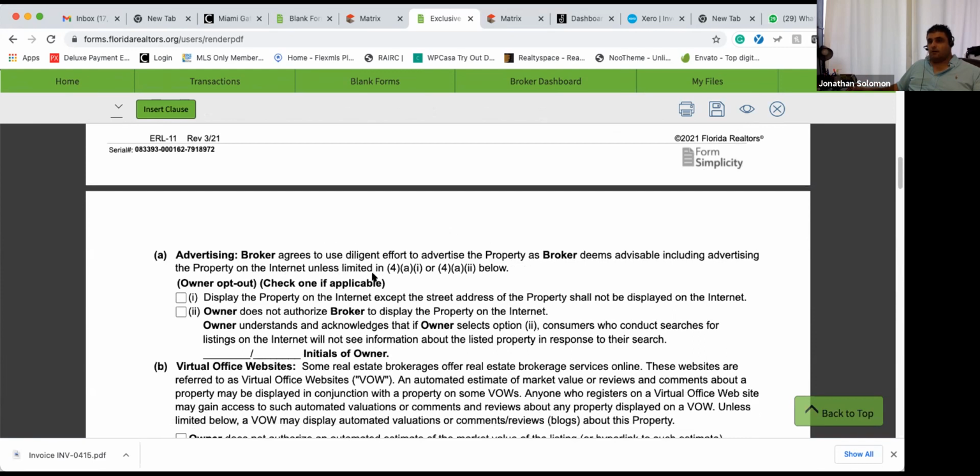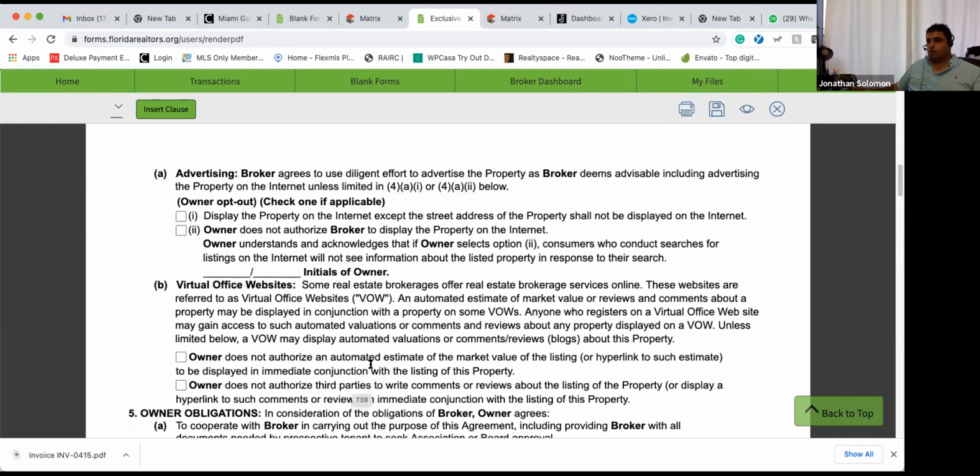Advertising. Does the landlord allow us to display the property on the internet, including the street address? Does the owner allow us to display the property on the internet? So on and so on. Some owners don't want that.